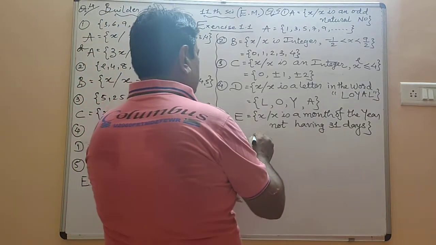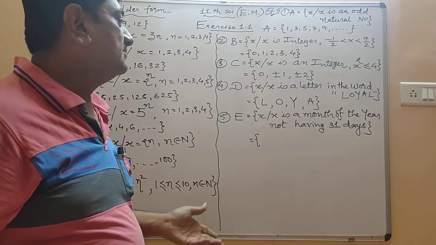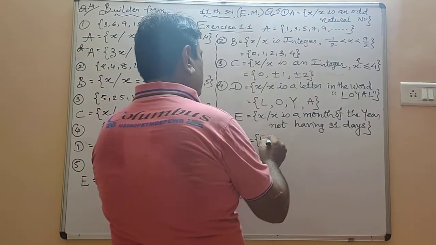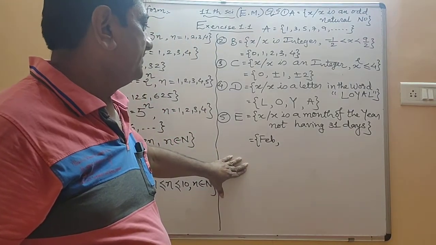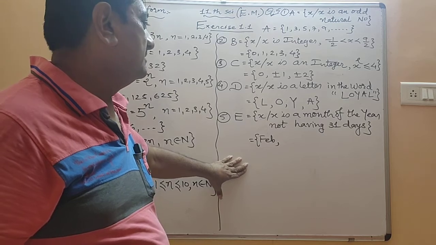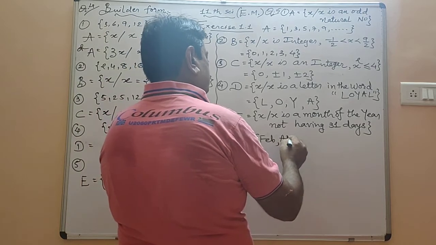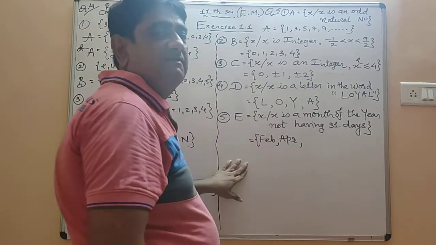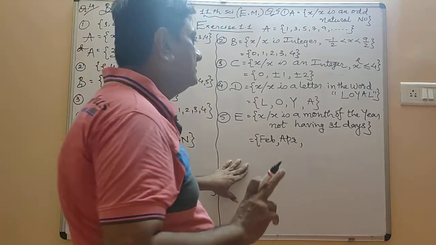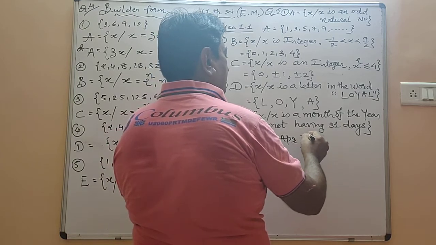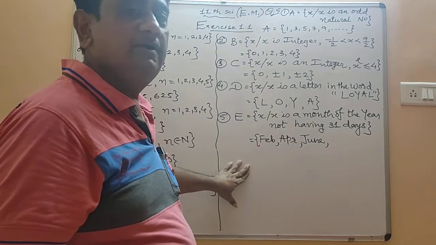The first one is January. But January has 31 days, so it is not counted. Then February, having 29 or 28 days. Then March having 31, not counted. April having 30 days. Then May, and May has 31 days, not counted. Then June having 30 days, it is counted.